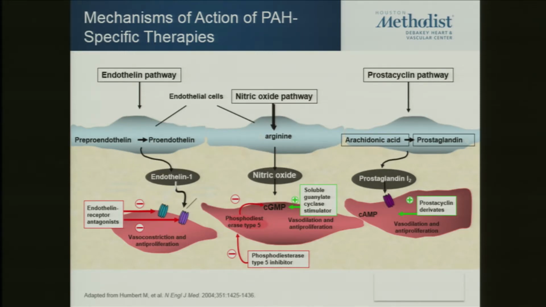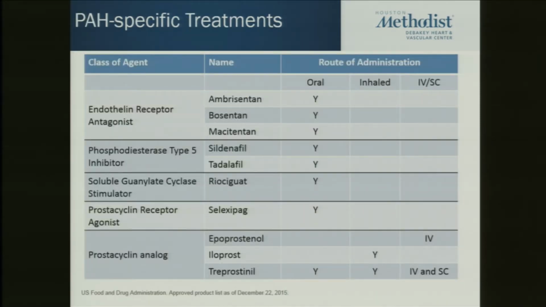treat pulmonary hypertension. So just to go over some of these medications, the ERAs, I'm sure you've heard of some of them: ambrisentan or Letairis, bosentan or Tracleer, macitentan or Opsumit, sildenafil and tadalafil. This is sort of the new kid on the block, which is a soluble guanylate cyclase stimulator, or riociguat. This is an oral prostacyclin receptor agonist called selexipag, which is also very new. And then there are these 3 prostacyclin analogs.